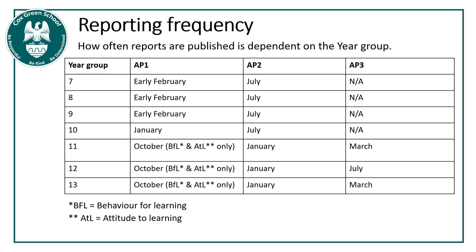That report is published for Year 11 and Year 13 in March. So really, that's the last opportunity to see where students are at in the lead up to the exams in the summer. And for Year 12, we publish it in July, which is after the mock exams, which are held after the May or June half term.